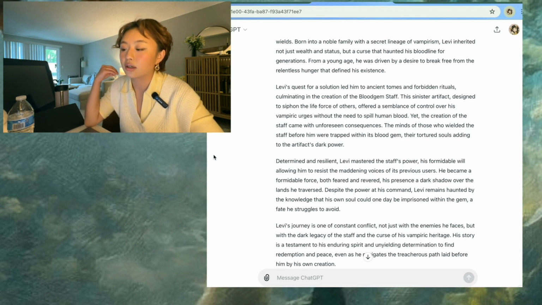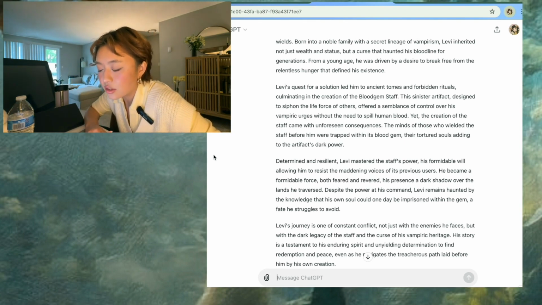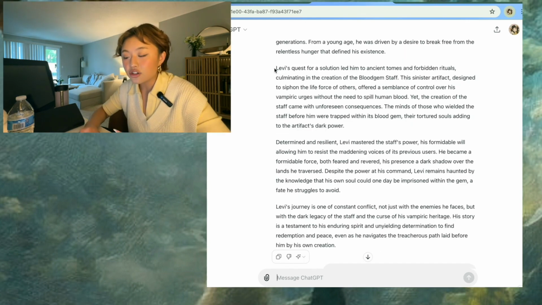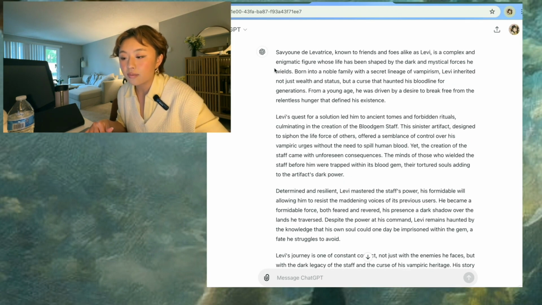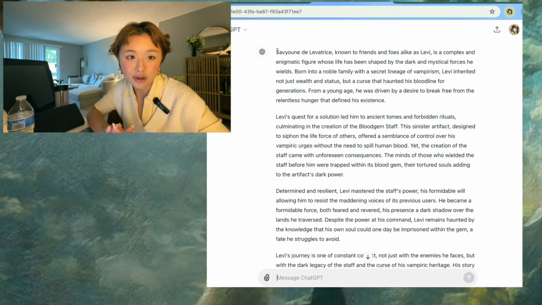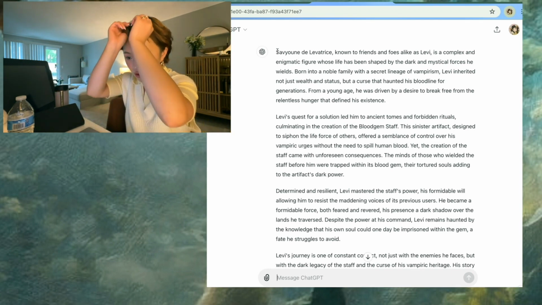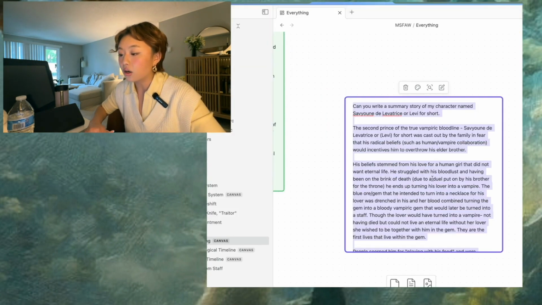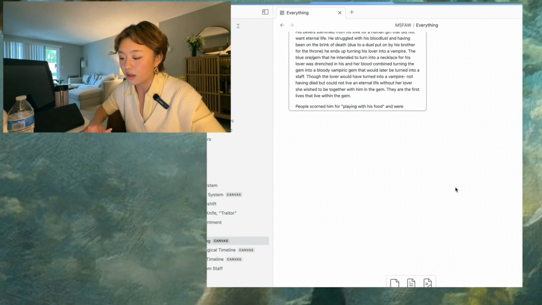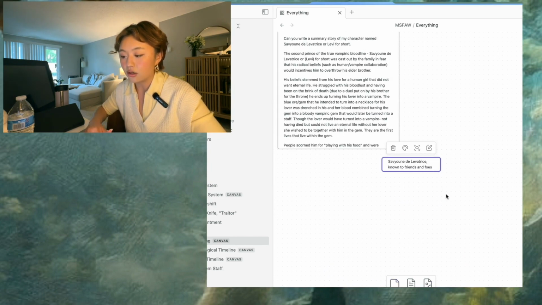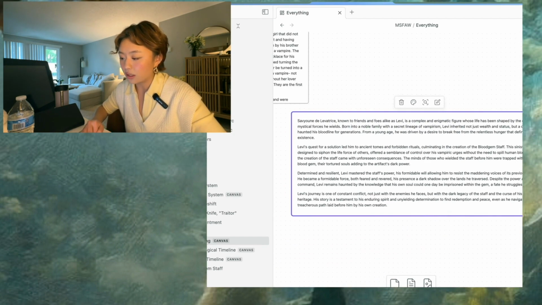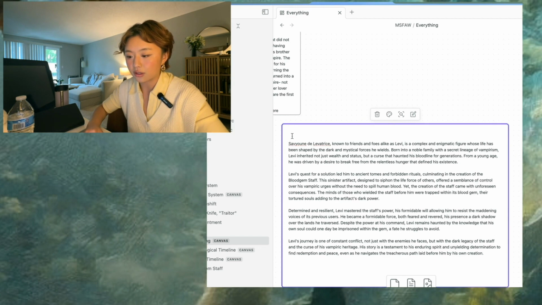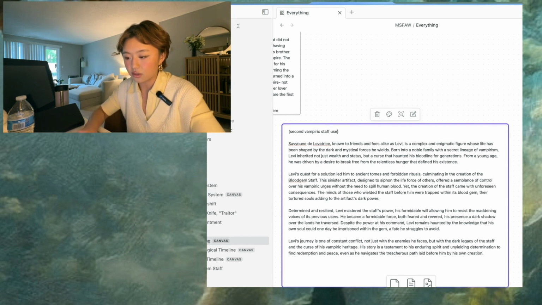That's really cool, but that's not quite what I was thinking. These are the original vampiric lines. Levi's quest for a solution led him to ancient tombs and forbidden rituals, culminating in the creation of the blood gem staff. I actually think that this would make a very good second user of the staff, the person who actually put the staff together, who almost saw Levi's vampiric beliefs and also wanted a solution to his vampirism. Let's just add this as a note for later. The name won't be Levi, it'll be something else. I'll put a quick note here: second vampiric staff user story.